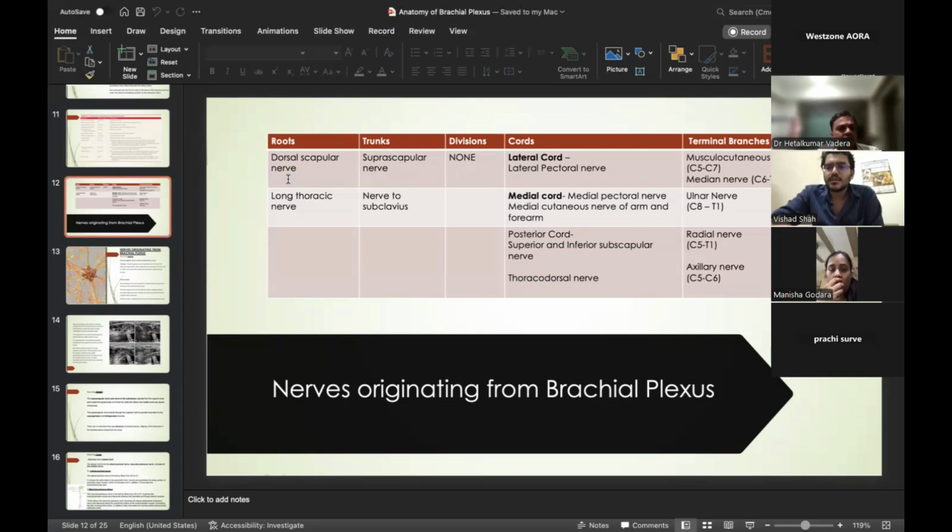So suppose when you are giving an interscalene block, how will you take care of these nerves? And what happens if you damage the nerve?